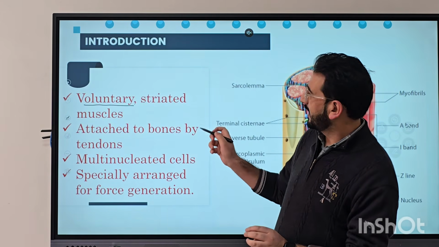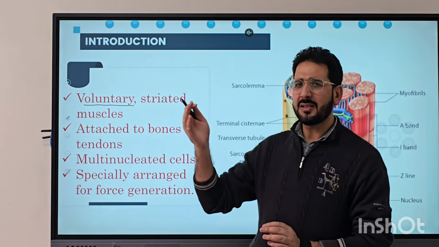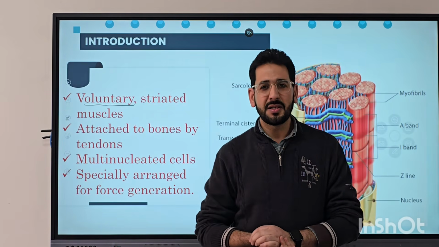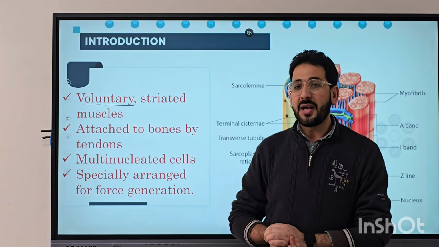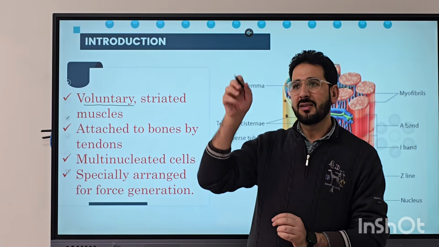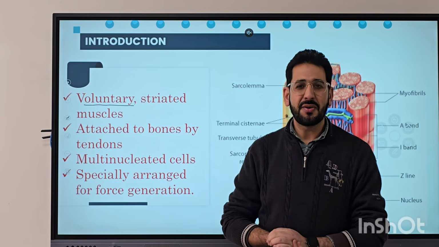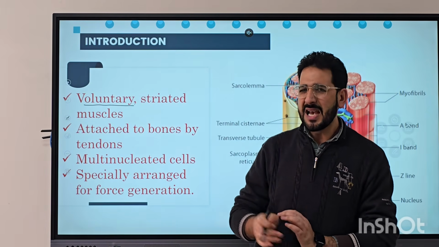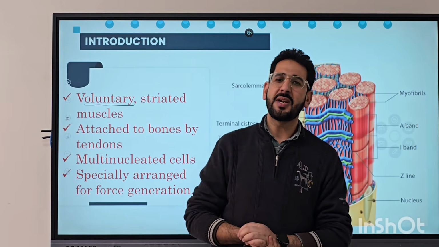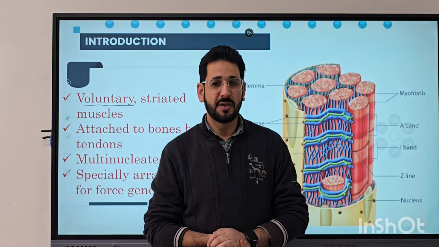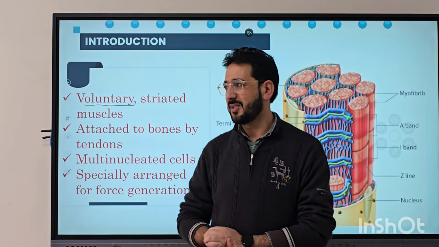The second thing is that these muscles, just like the cardiac muscles, are striated muscles. They show striations. There are lines appearing in the structure of the skeletal muscles as well as the cardiac muscles, but those striations are not present in the smooth muscles. We will talk about these striations as well.